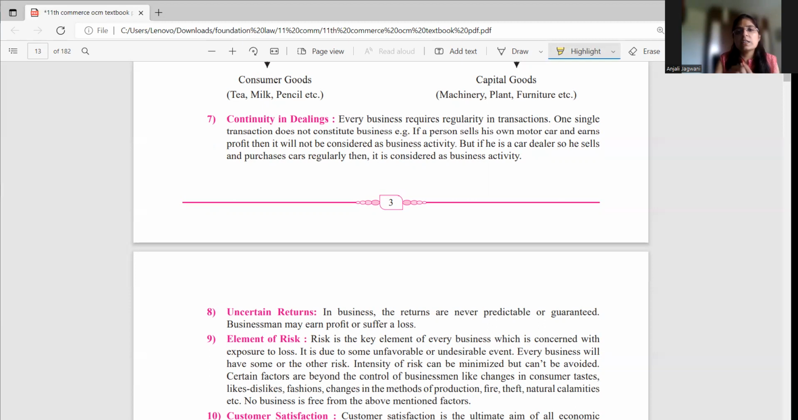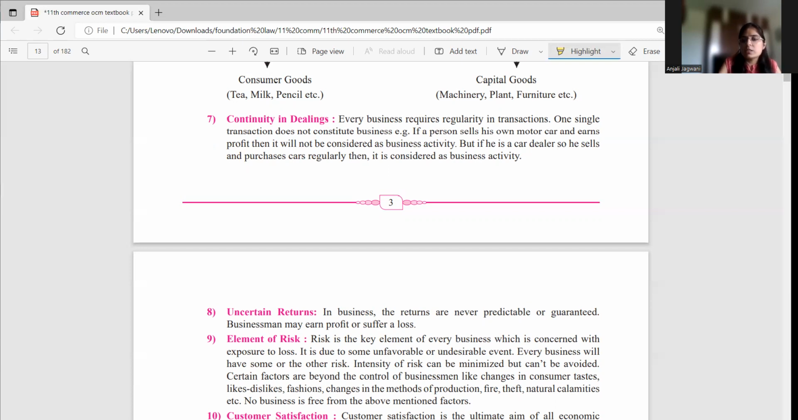What they are saying is that every business requires regularity in transactions. One single transaction does not constitute business. For example, if a person sells his own motor car and earns profit, then it will not be considered a business activity. But if he is a car dealer, so he sells and purchases cars regularly, then it is considered a business activity. But if you are just selling one of your cars, and it is just for today, and then you are not doing that again, then that is not your business. That is just a transaction taking place today.